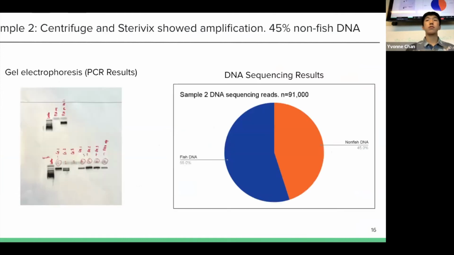And here are the results from sample 2. So initially you can see from the electrophoresis that centrifuge and stereovics showed amplification, which is interesting since stereovics showed no amplification in the beginning. However, more notably in the sequencing results, instead of 98% non-fish DNA, there was only 45% non-fish DNA. So the changes were much better and showed much improvement.